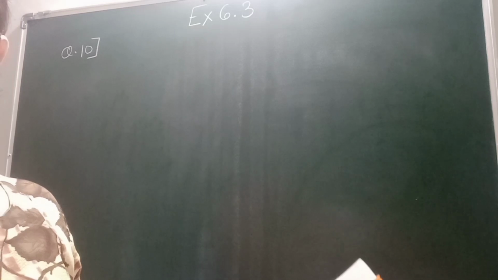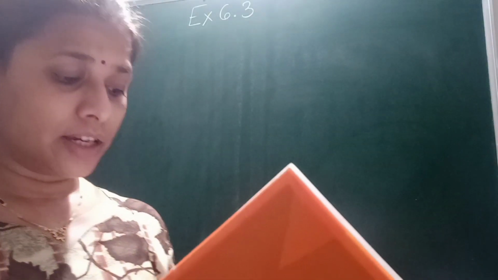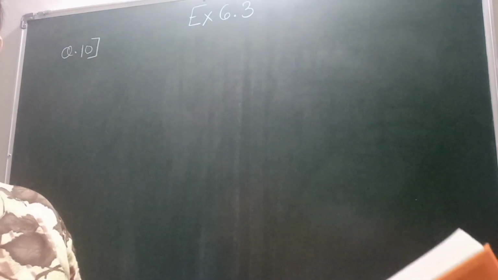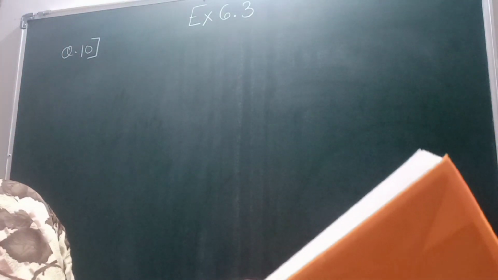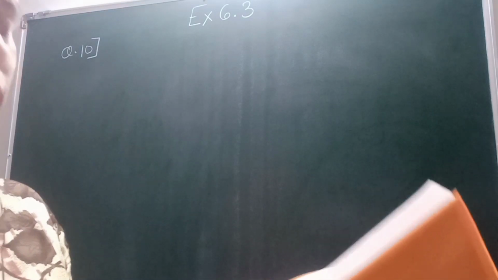Question number 10 of exercise 6.3: CD and GH are respectively the bisectors of angle ACB and angle EGF, such that D and H lie on sides AB and FE of triangle ABC and triangle EFG respectively. If triangle ABC is similar to triangle FEG, then we have to show that CD upon GH equals AC upon FG, triangle DCB is similar to triangle HGE, and triangle DCA is similar to triangle HGF.